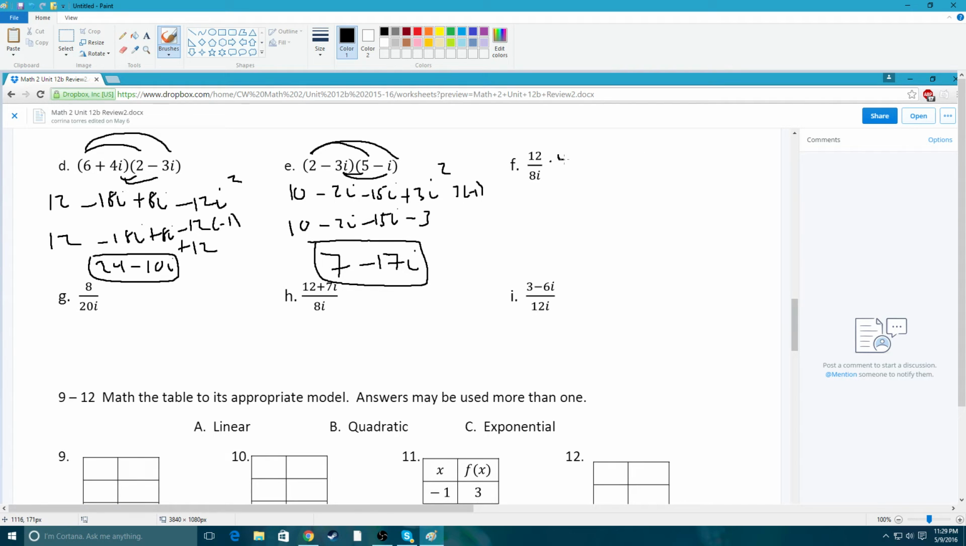Okay, for this, multiply top and bottom by I. So 12 times I is 12i. 8i times I is 8i squared. So that's 12i over negative 8, because I squared is negative 1. And if you reduce this, you get negative 3 halves I.